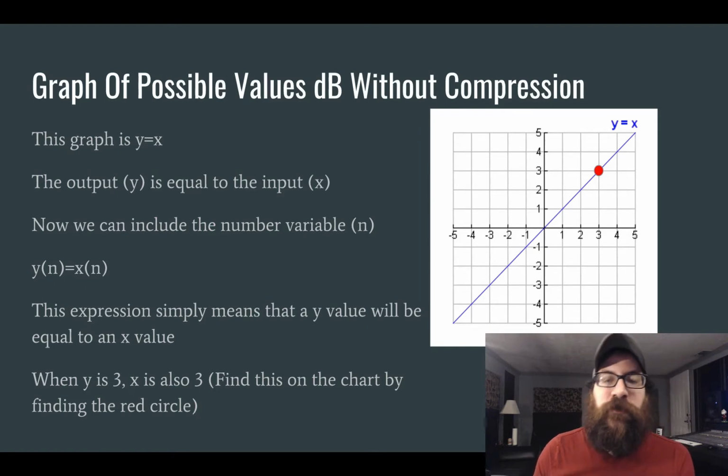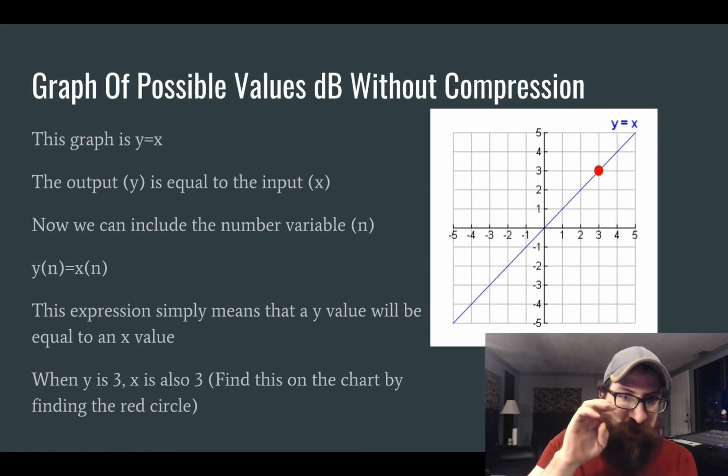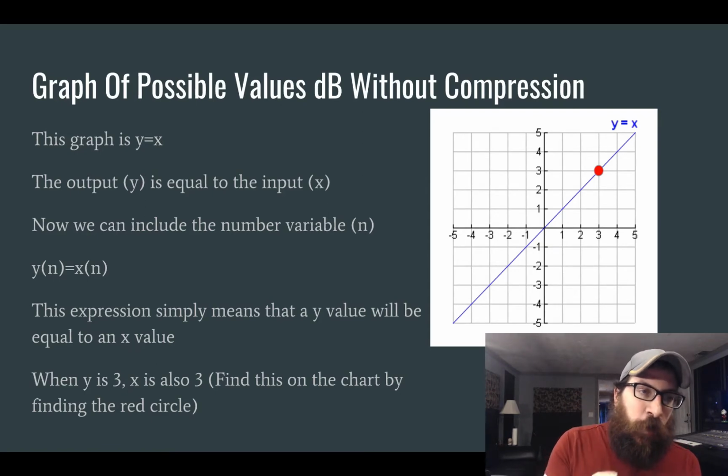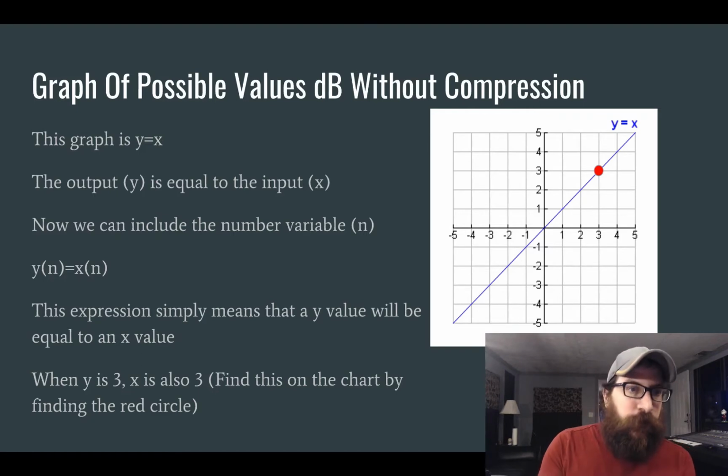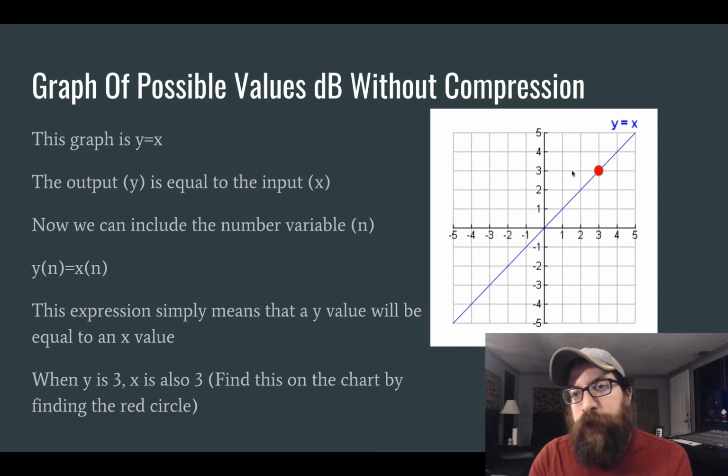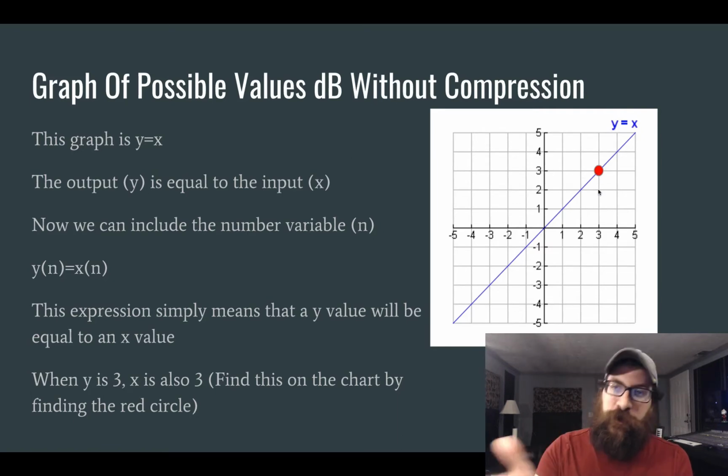Now we can include the number variable N. This is where some people get a little lost because it starts to look like algebra here. Y of N is equal to X of N. The number variable just means any number. So any number N will be equal to X. All of them will be equal. Right here, you can see -1 and -1. Yep, they're equal. And +1, yes, that's equal too. So when Y is 3, X will also be 3. If we try to find this on the chart, Y of N would now be Y of 3, which is equal to X of N, X of 3, which is 3 and 3. And we see right there, the red dot is where they intersect.